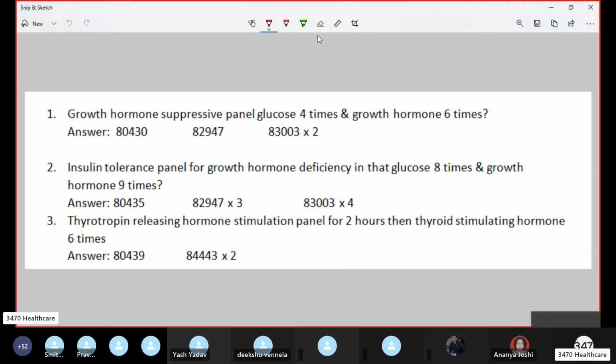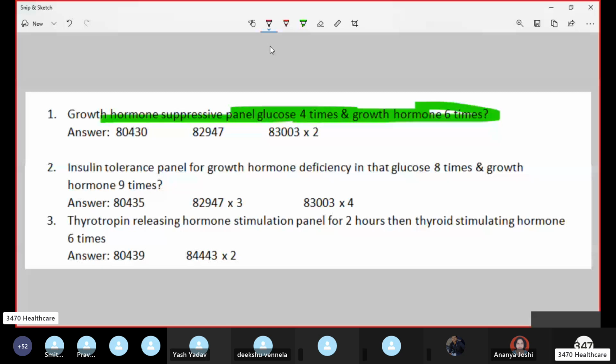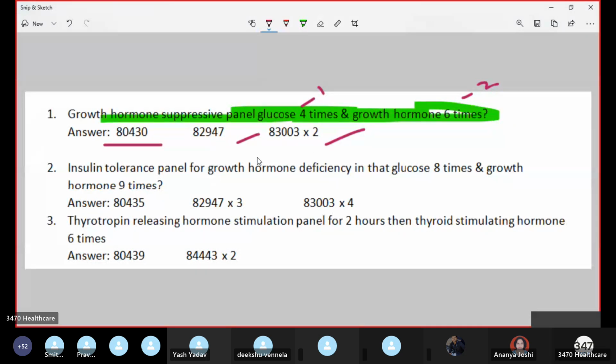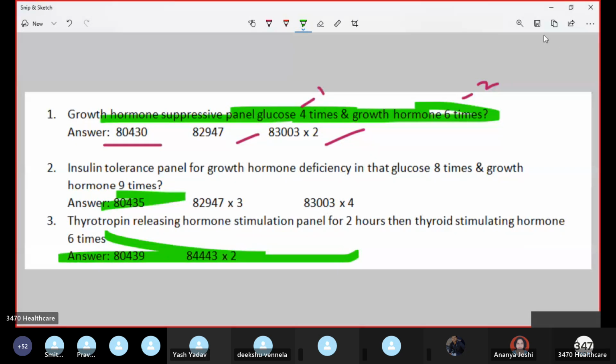Guys, here I'm giving the answer. Growth hormone suppression panel, glucose 4 times, growth hormone 6 times means compared to the panel, extra is there. So first panel code 80430, then 1 time glucose extra, then 2 times growth hormone extra, like that. Similarly for the other questions also. Please cross check my answers. If you have doubts, you can ask me. Please cross check everyone, please.